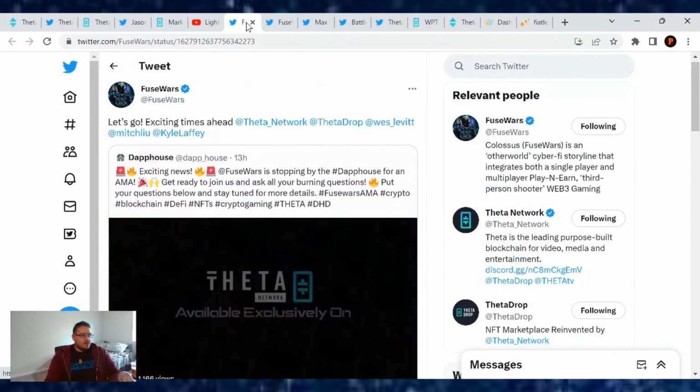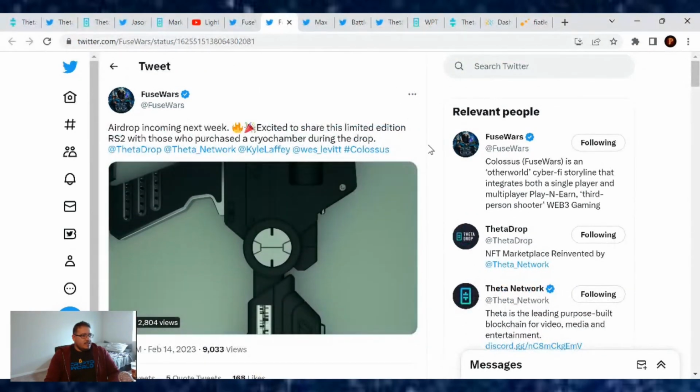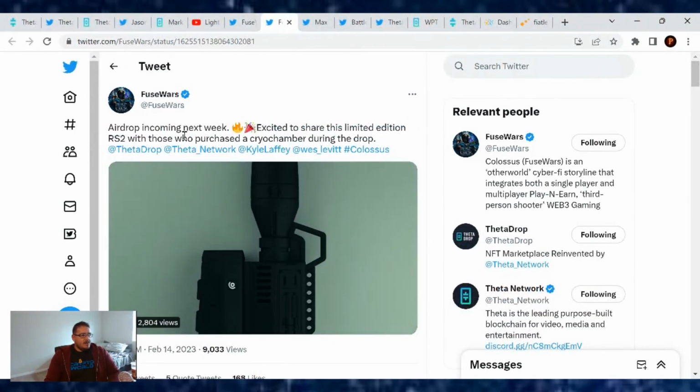And speaking of Fuse Wars, those of you who purchased a Cairo Chamber should be receiving a new limited edition weapon. Yes, airdropping incoming next week.